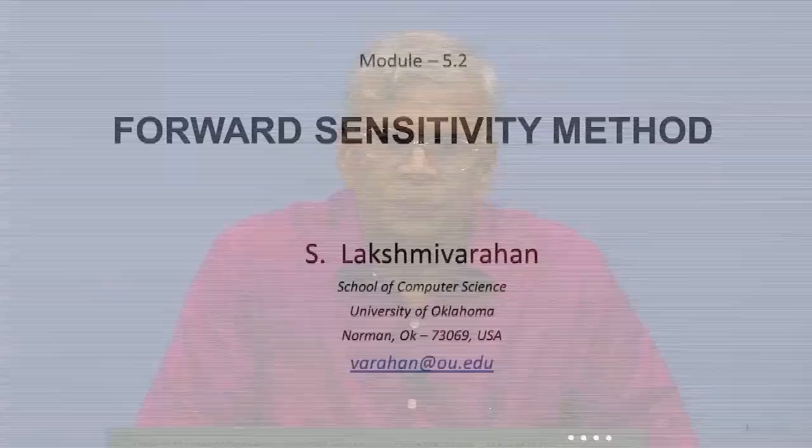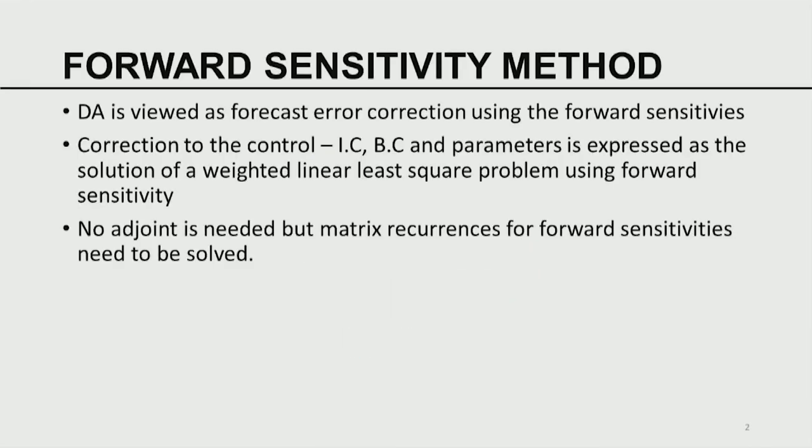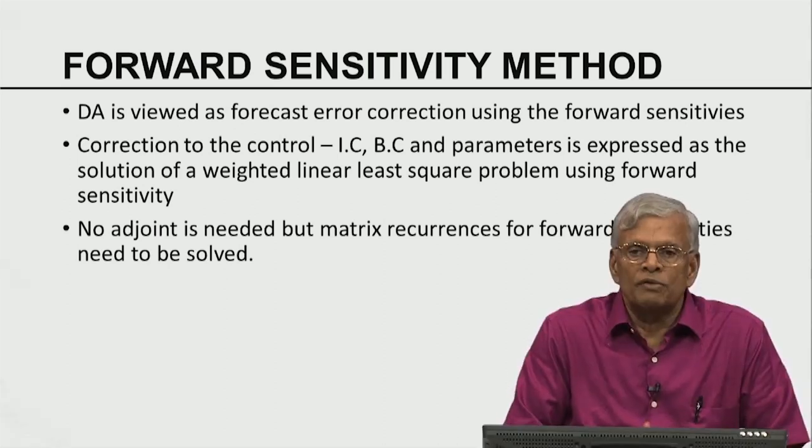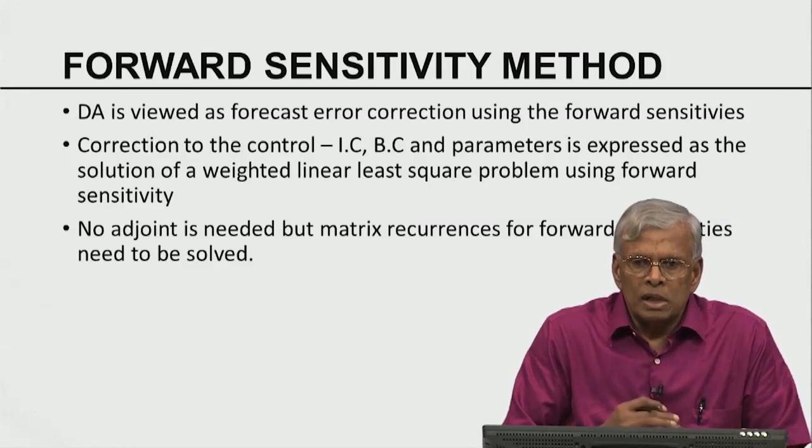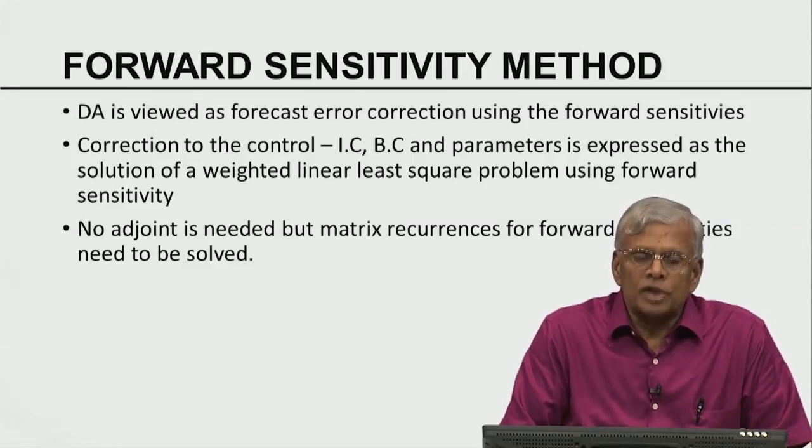It was developed by us around 2010 and it can be shown that this method is in some sense dual of the 4D VAR, and we would like to present the details of the forward sensitivity method to correct forecast errors using data. Data assimilation can be viewed as forecast error correction using forward sensitivities. That is the view we are going to be taking in this class. The correction to the control.